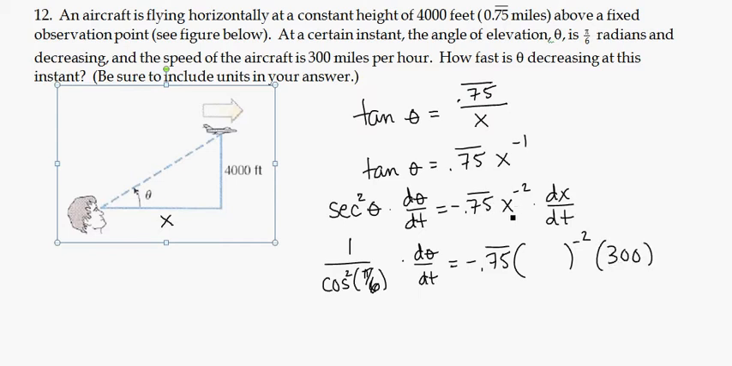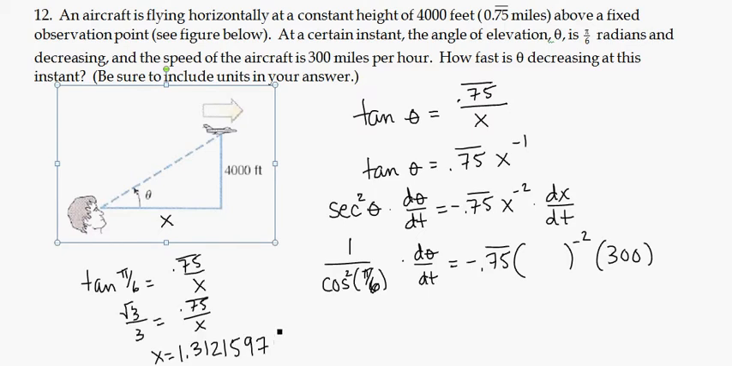But note that it seems like we're not given enough information to find x. However, we know that at this instant, theta is pi over 6. So we know that tangent of pi over 6 is 0.75 repeating over x. So we can solve for x using just a little bit of algebra here. And so x is approximately 1.312.